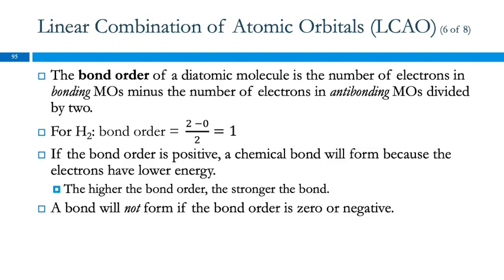So when we look at these linear combinations, we can look at something called the bond order, and we're just going to talk about diatomic molecules. The bond order is the number of electrons in bonding orbitals minus the number in anti-bonding orbitals, and then divided by 2. So for hydrogen, there'd be 2 electrons in the bonding and 0 in the anti-bonding, and so divided by 2, that equals a bond order of 1.